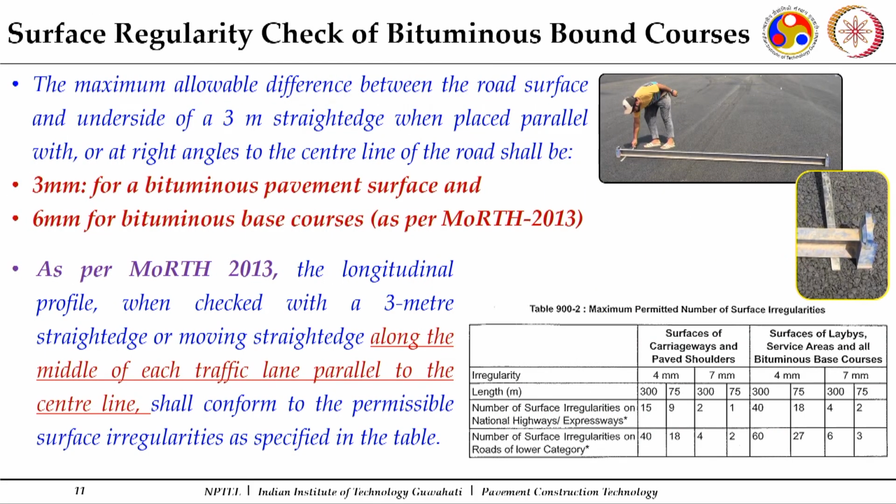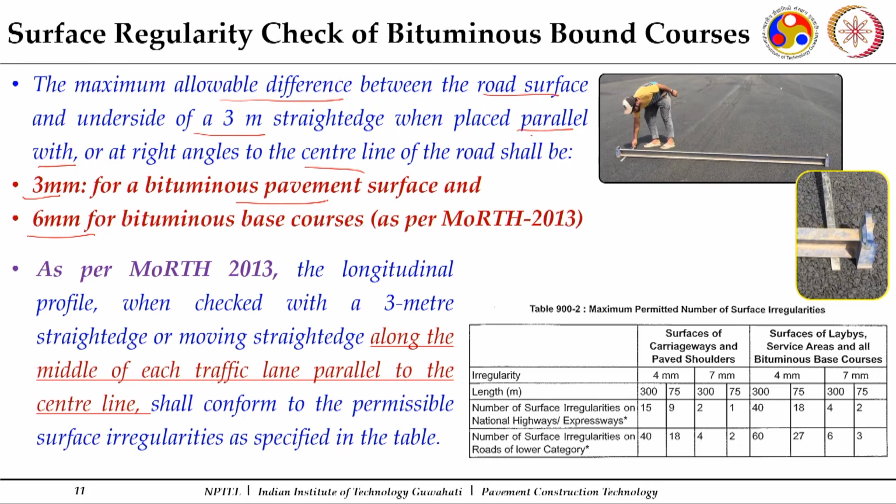Now, along with it, MORTH in a similar direction mentions the maximum allowable difference between the road surface and the underside of a 3 meter straight gauge placed parallel with or at right angles. So, when we measure the longitudinal as well as the transverse profile, it says 3 mm for a bituminous pavement. This allowable difference can be maximum 3 mm for a bituminous pavement surface or a bituminous wearing course, and 6 mm for bituminous base course.